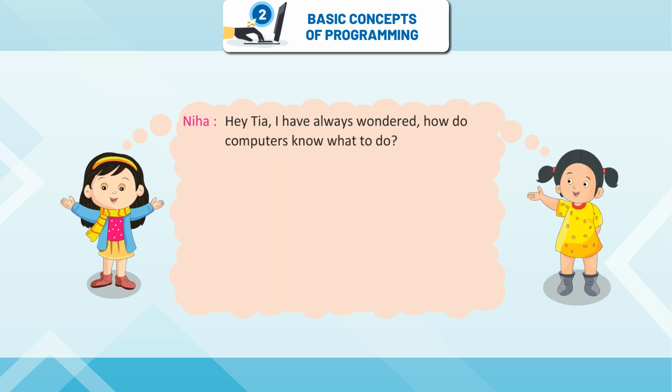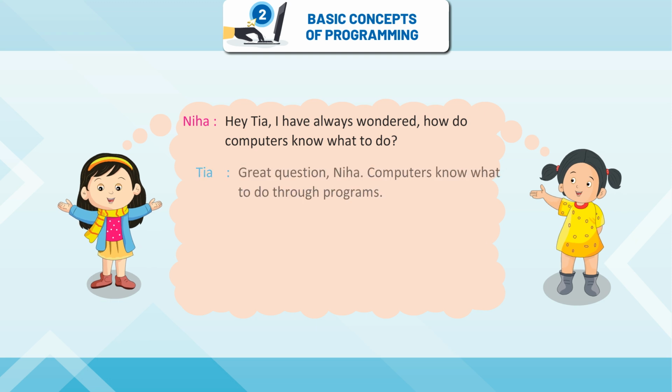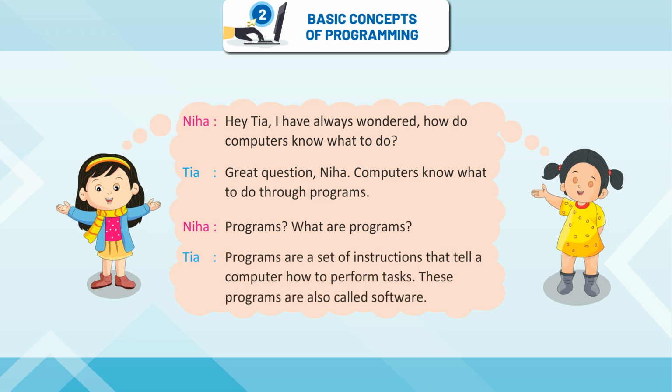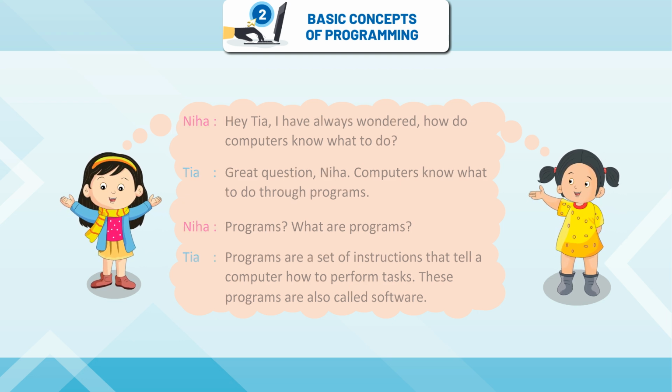Neha: Hey Tia, I have always wondered, how do computers know what to do? Tia: Great question, Neha. Computers know what to do through programs. Neha: Programs? What are programs? Tia: Programs are a set of instructions that tell a computer how to perform tasks. These programs are also called software.